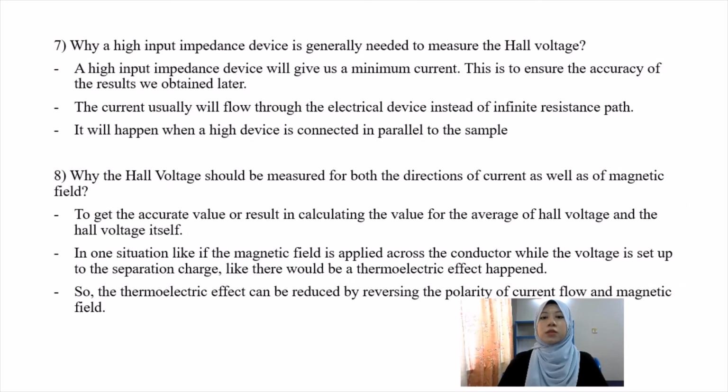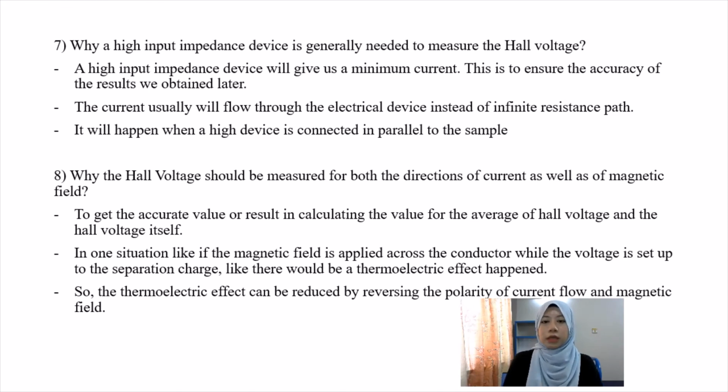For question number 7, we will ask why a high input impedance device is generally needed to measure the Hall voltage. So the answer is a high input impedance device will give us a minimum current. This is to ensure the accuracy of the results we obtain later. The current usually will flow through the electrical device instead of the infinite resistance path. It will happen when a low impedance device is connected in parallel to the sample.